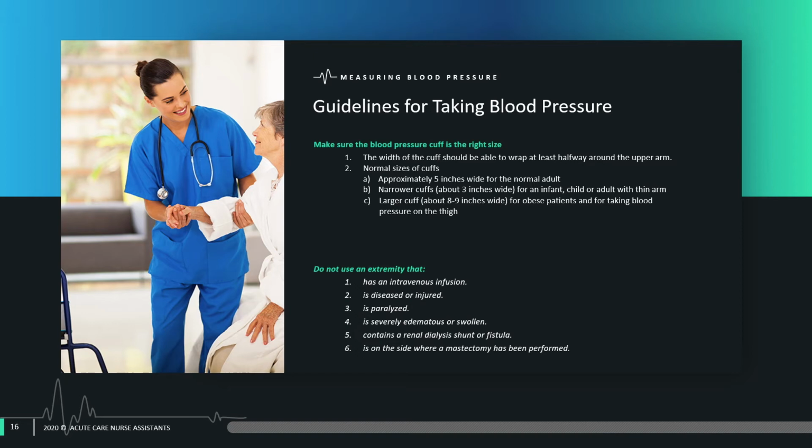Normal sizes of cuffs. Approximately 5 inches wide for the normal adult. Narrower cuffs, about 3 inches wide, are for the infant, child, or adult with a thin arm. Larger cuffs, about 8 to 9 inches wide, are for obese patients or for taking blood pressure on the thigh.